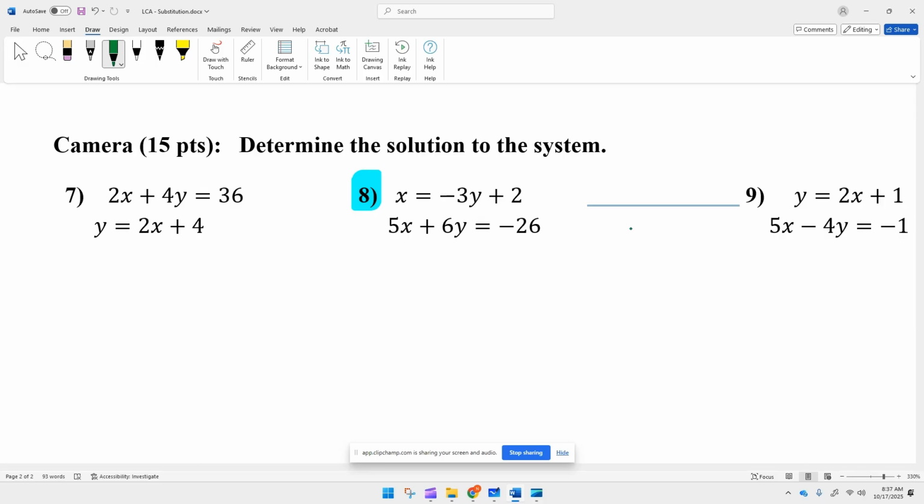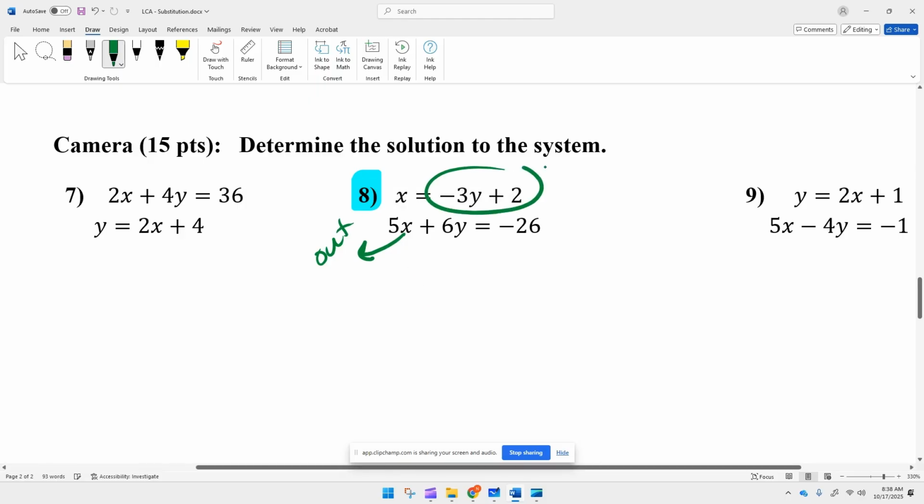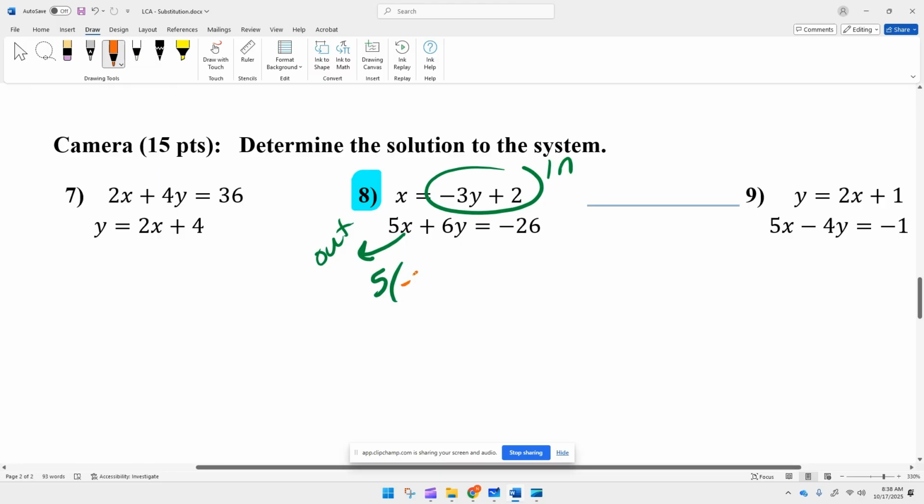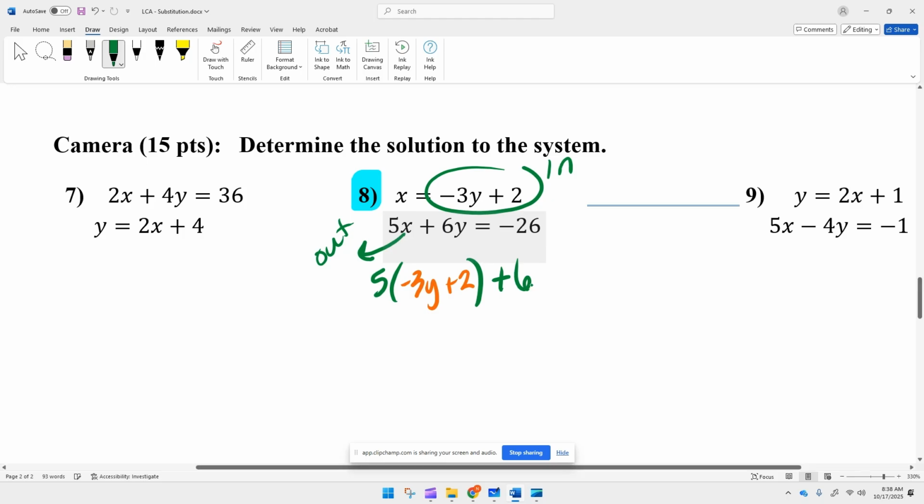In the previous question, we substituted in for y. We're now going to be substituting for x because our first equation is solved for x. So the x is coming out, and I'm going to put this expression in. So that's 5 parentheses, negative 3y plus 2, plus 6y equals negative 26.